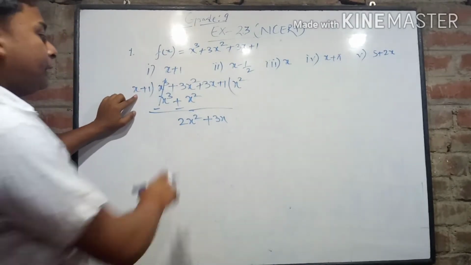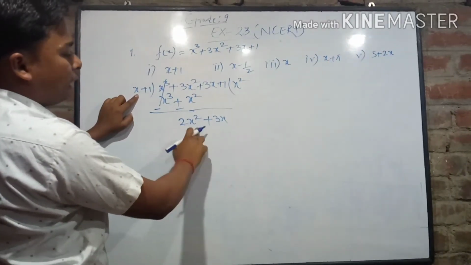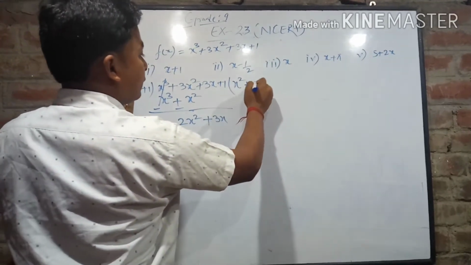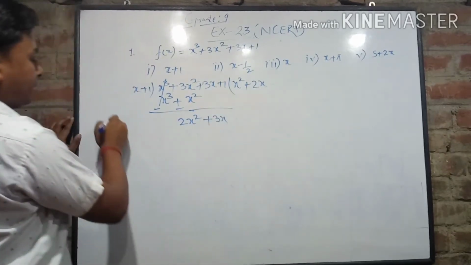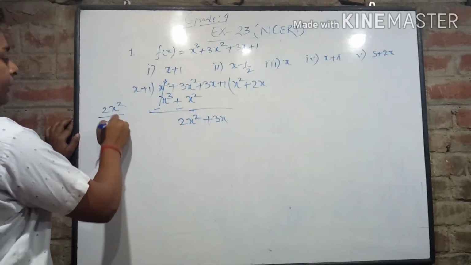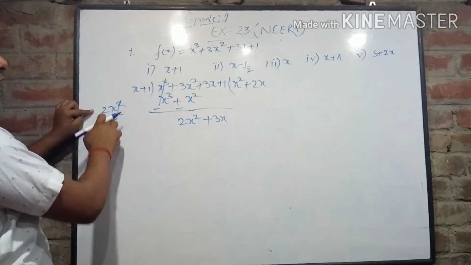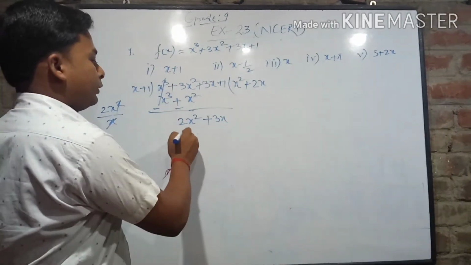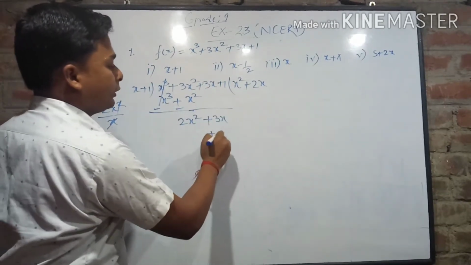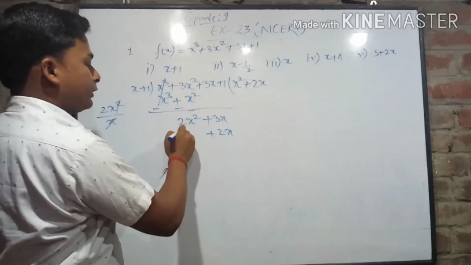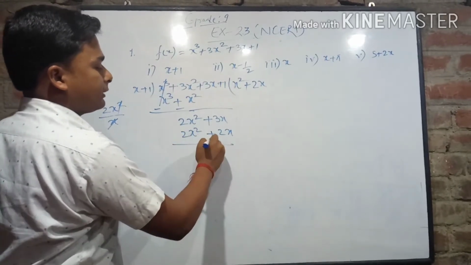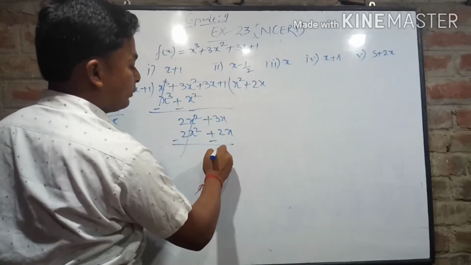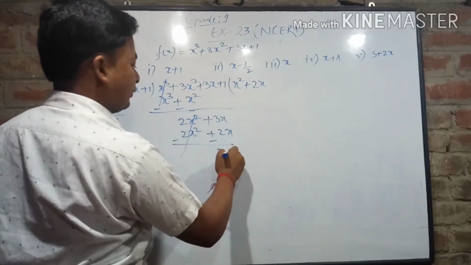Now we have 2x². If we divide 2x² by x, we get plus 2x. You can check it: 2x² upon x gives 2x. Now we multiply the entire term x + 1 by 2x, so it will be 2x plus 2x². When we subtract, the sign will change and it will be cancelled. Here it is 3 minus 2, that is 1x, and here it is plus 1.